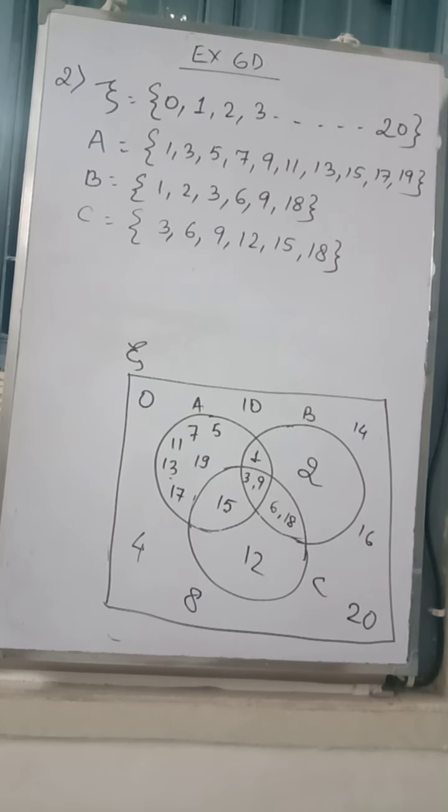Now what did they say? Let me check it first. Draw the Venn diagram to represent these sets. Okay, the members other than those of sets A, B and C we will write outside. So like that we solve question number 2.